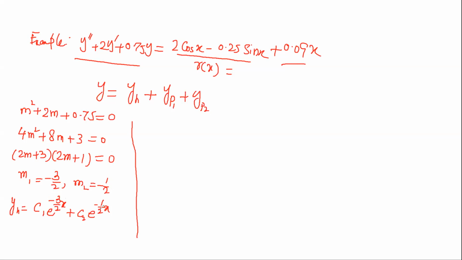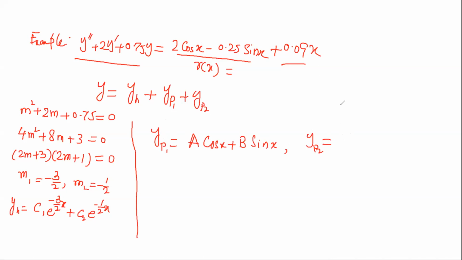Now this homogeneous solution has nothing in common with the right hand side. Therefore we don't need to apply the modification rule in this case. The only thing we need to apply is we will assume yp1 equal to a cosine x plus b sine x, and yp2 we will assume as, can anyone tell what will be used for yp2? I'm asking.